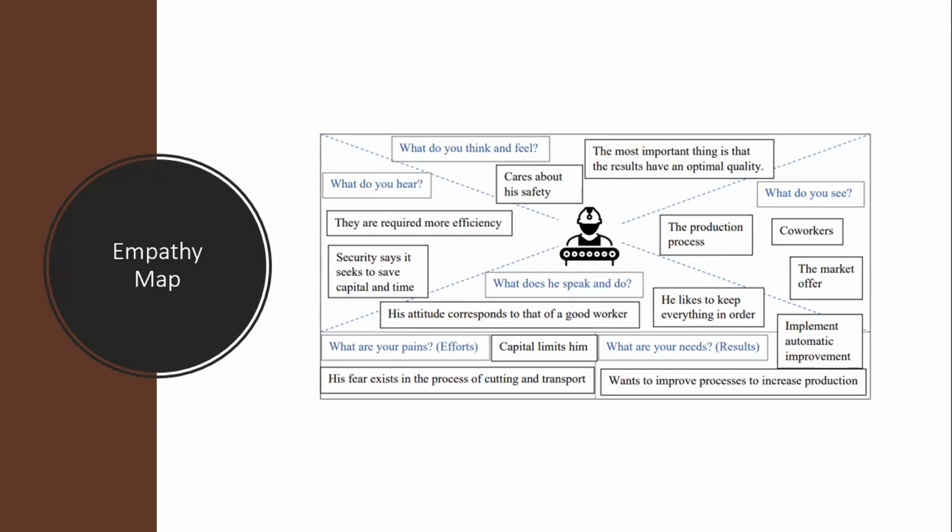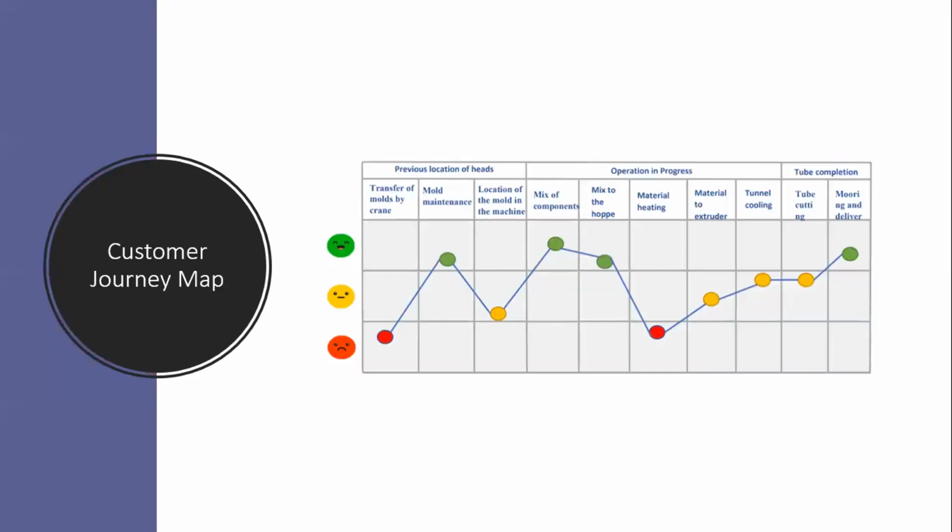And next, the user experience map, where several important points can be observed. For the workers, the transfers by crane and the material heating are processes with which they do not feel comfortable. Next.